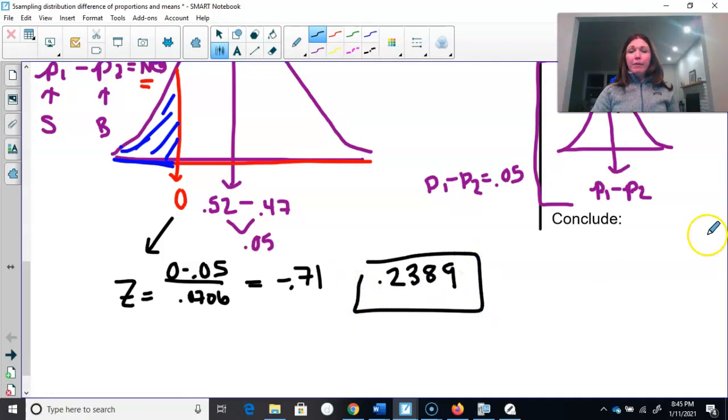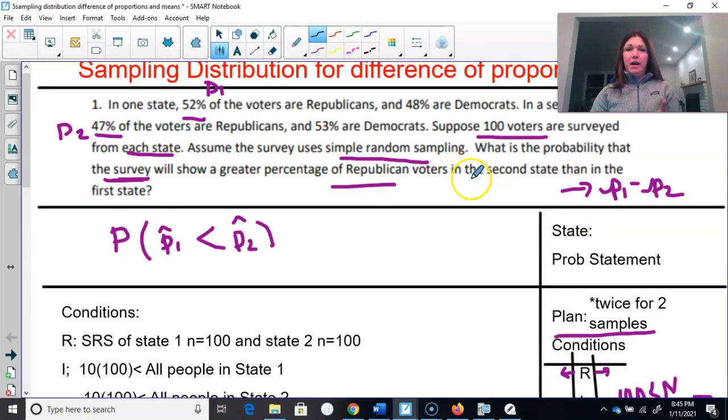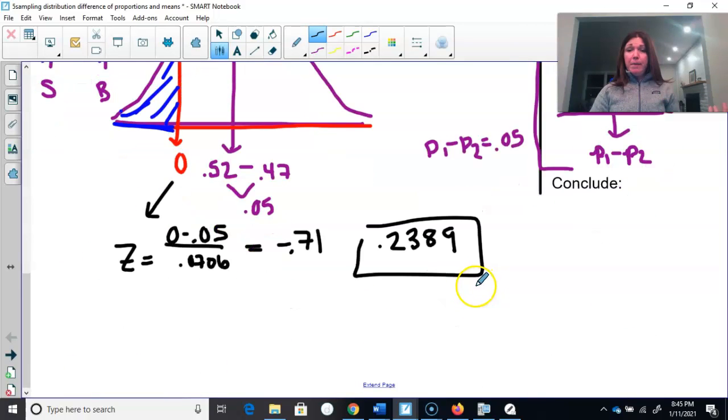And then finally, I would conclude. I've practiced concluding with you, so to save your time, I'm not going to conclude on these notes. Just remember to use your context, okay? So instead of saying, what is the probability? You'd say the probability that the survey will show a greater percentage of Republican voters in the second state than in the first state is approximately 0.2389. Now, if they said, would you be surprised by this?